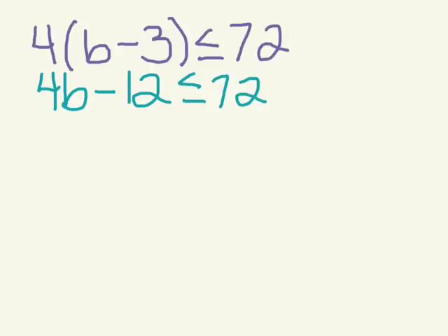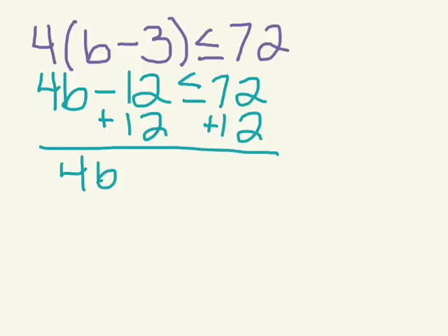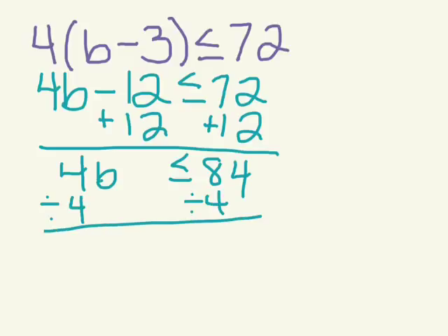Again, solve this like you have been. We're going to undo any addition or subtraction first. So we need to undo minus 12 by adding 12 to both sides. And we end up with 4b is less than or equal to 84. Now we haven't isolated our variable yet. We still have a times 4. So 4 times b, we're going to undo the times 4 by dividing by 4. Divide both sides of our inequality by 4. And we get b is less than or equal to 21.